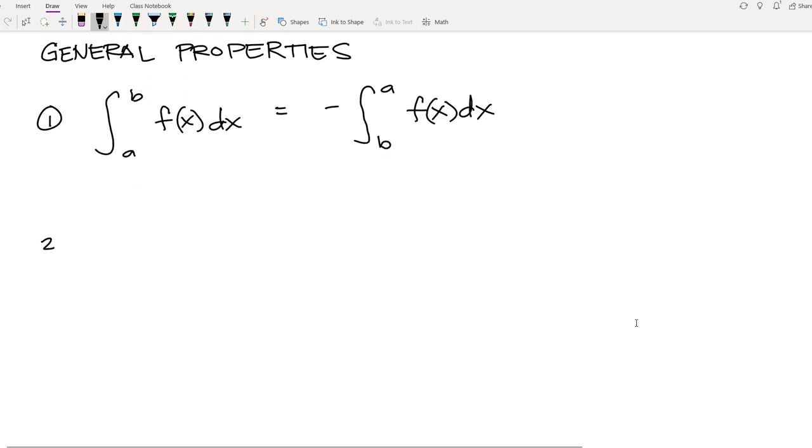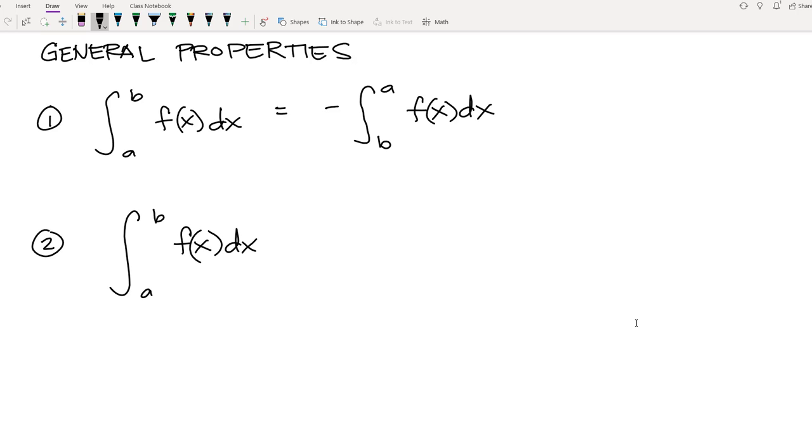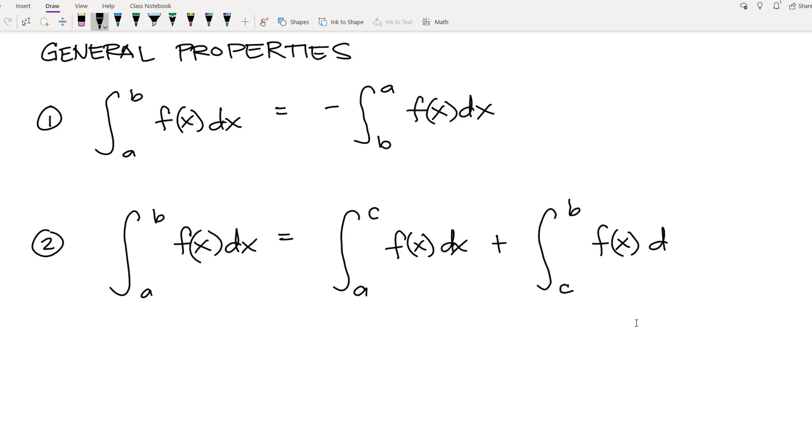Second one would be the integral from a to b of the function of x dx is equal to the integral from a to c. Let's introduce another limit. Take note that this c is between a and b. So that would be f of x dx plus the integral from c to b of f of x dx. Take note that this c is between the values a and b.